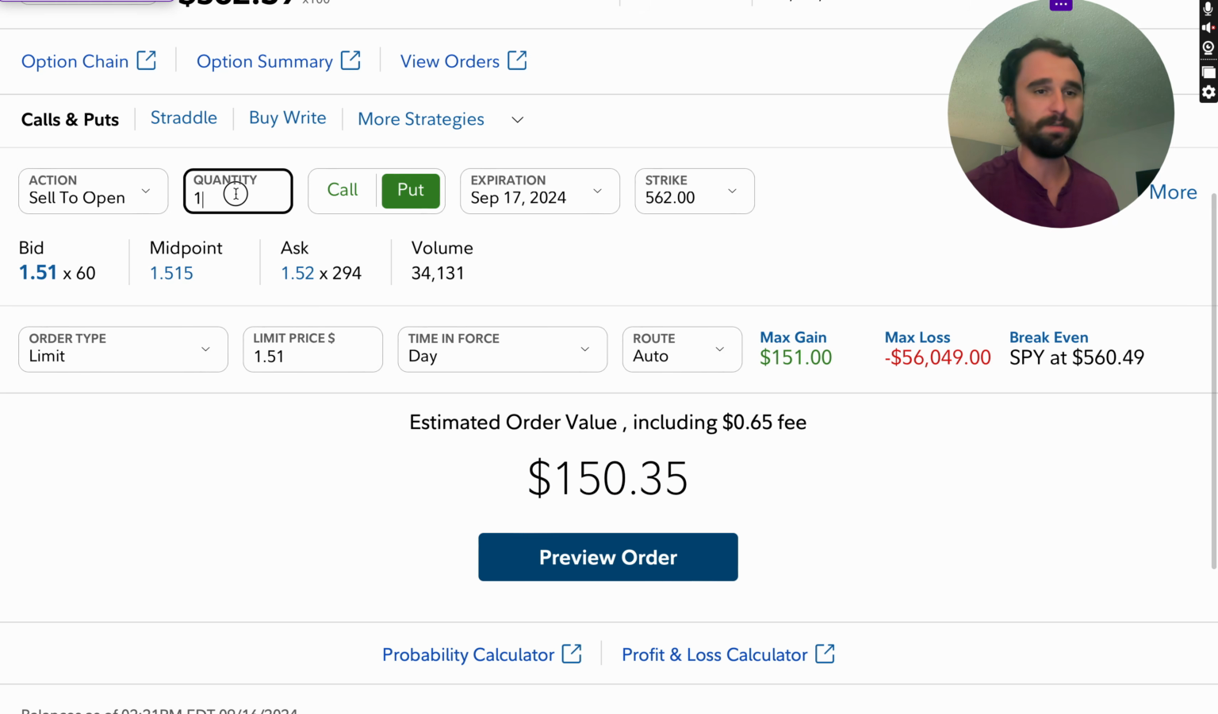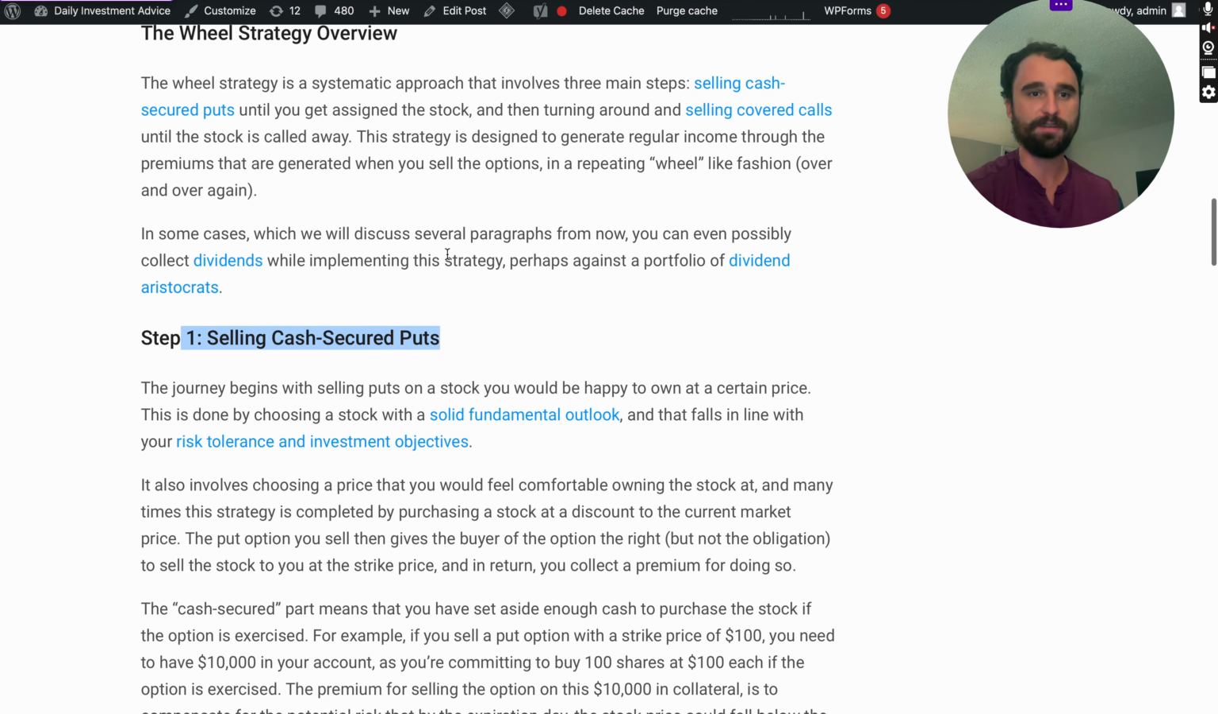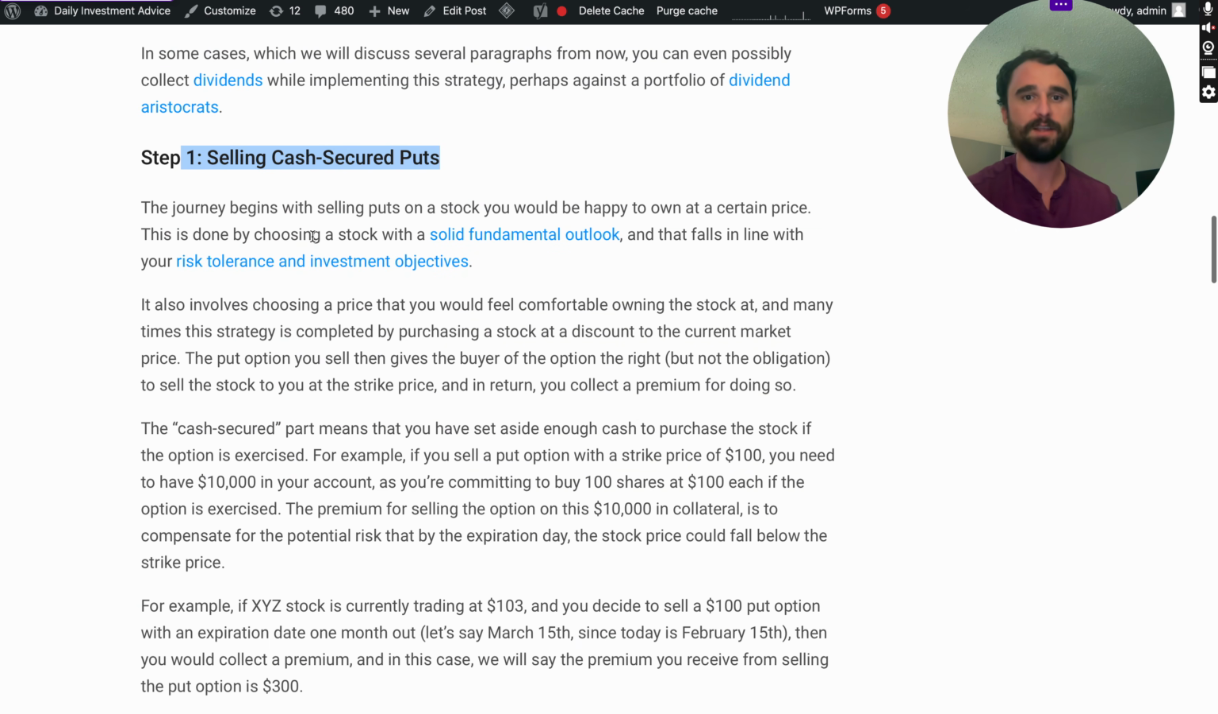However, one other consideration with this strategy is, yes, we're entering into this cash secured put trade. That's the beginning of the wheel strategy, which means we're basically selling a put on a stock, or an ETF in this case, that you would be happy to own at a certain price.